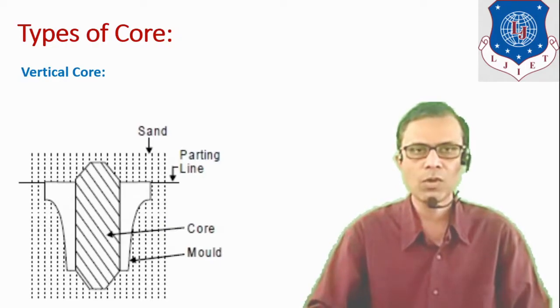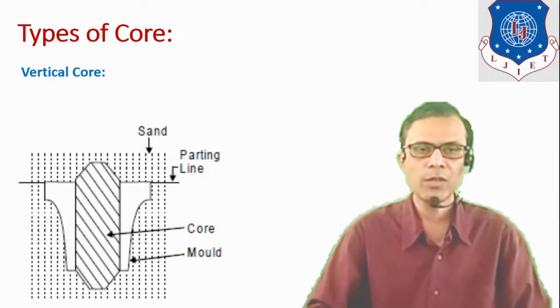The next type of core is the vertical core. It is similar to the horizontal core, but the difference is that it is placed vertically as shown in this diagram. The upper part is made somewhat tapered, and here also you should notice that it can be used to produce a hole from one end up to the other end. It means a through hole is there inside the casting.